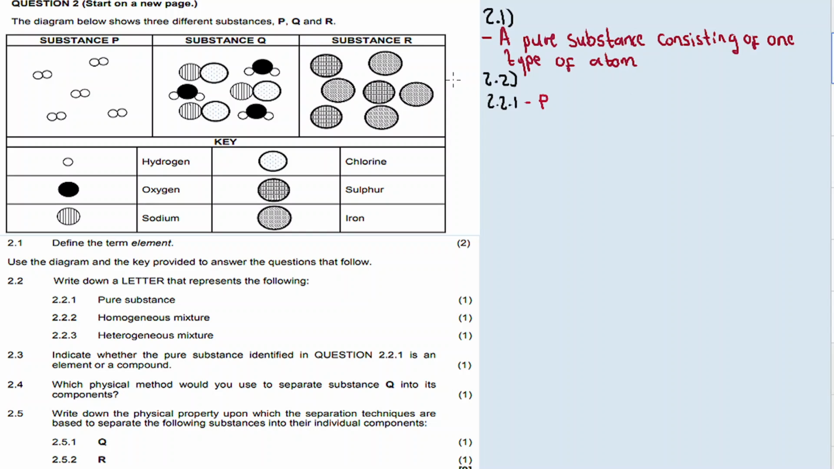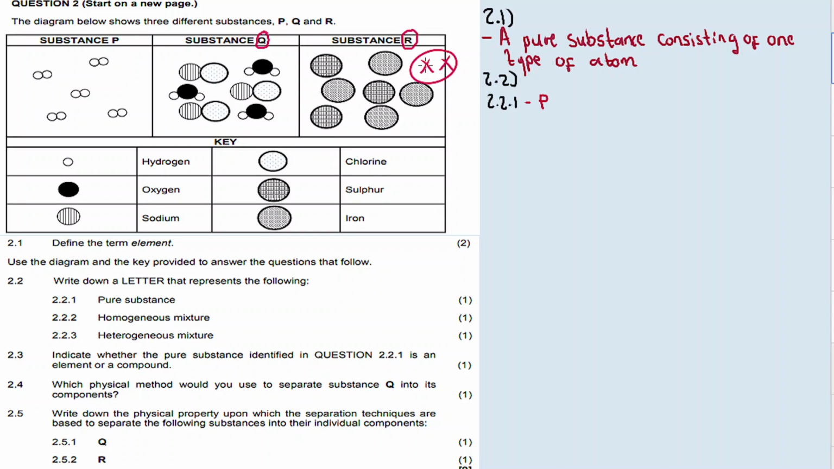Remember, we did an analysis. I said this one is a solution, and this one is just a mixture of the iron and the sulfur. They don't bond, they just mix. Imagine this substance R as a stamp and beans. Stamp and beans is an example of substance R.